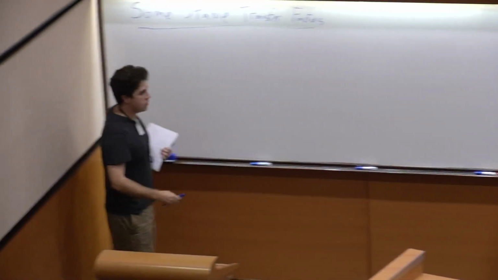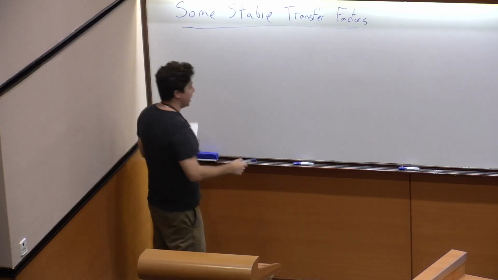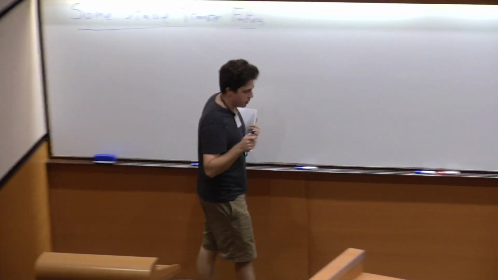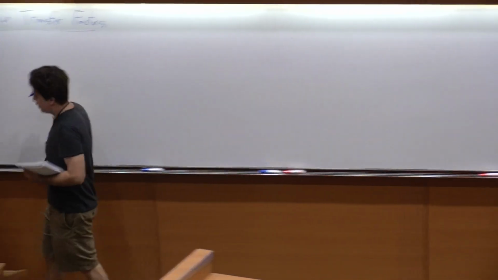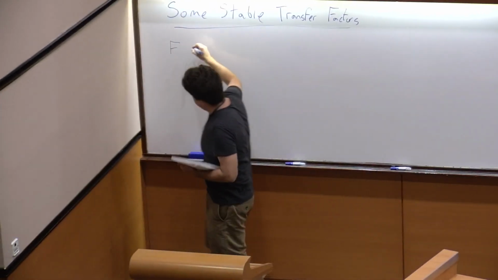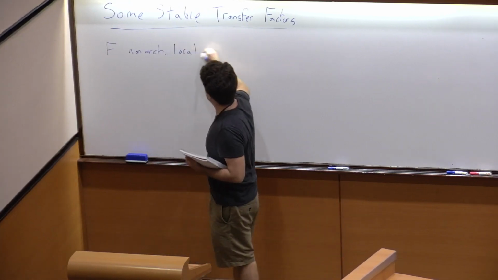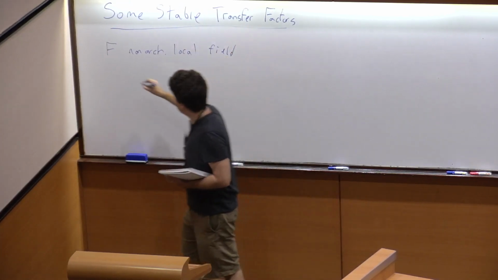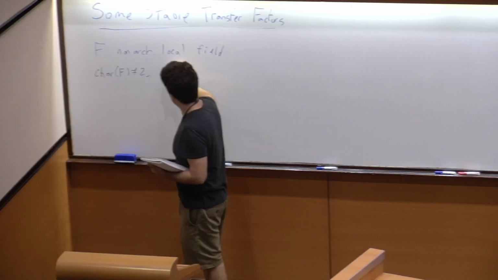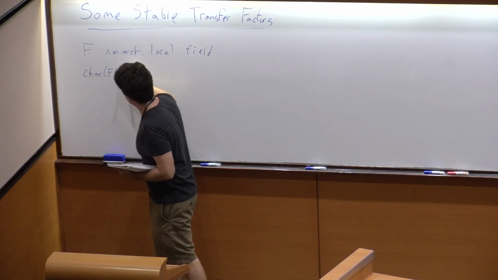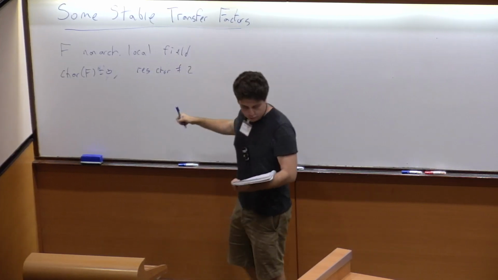But okay, so today I'm going to talk about some stable transfer factors. So let me define what a stable transfer factor means in my case, and then I'm going to talk about some work that I've done on computing them. So let's let F be a non-Archimedean local field. We're going to say that the characteristic of F is not 2, is equal to 0, sorry. And the residual characteristic is not equal to 2.